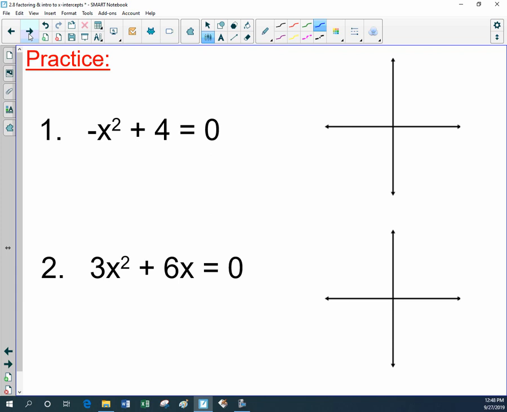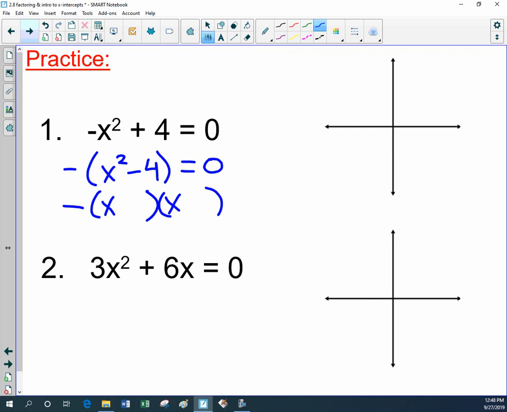Negative x squared plus 4. First term is negative, so I have to factor out a negative. So change the signs. This is another difference of perfect squares. So this would be x and x. What goes in the other spot? 2 and 2. Plus 2, minus 2.